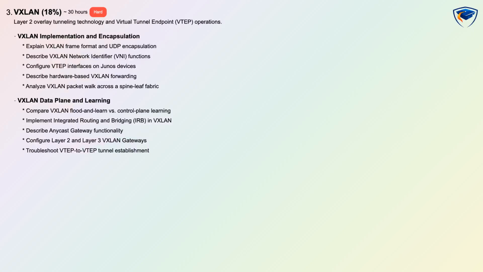The domain covers hardware-based VXLAN forwarding and walking packets across a spine-leaf fabric, and contrasts flood-and-learn data plane behavior with control plane learning. You will implement IRB, Anycast gateway functionality, Layer 2 and Layer 3 VXLAN gateways, and troubleshoot VTEP to VTEP tunnel establishment.